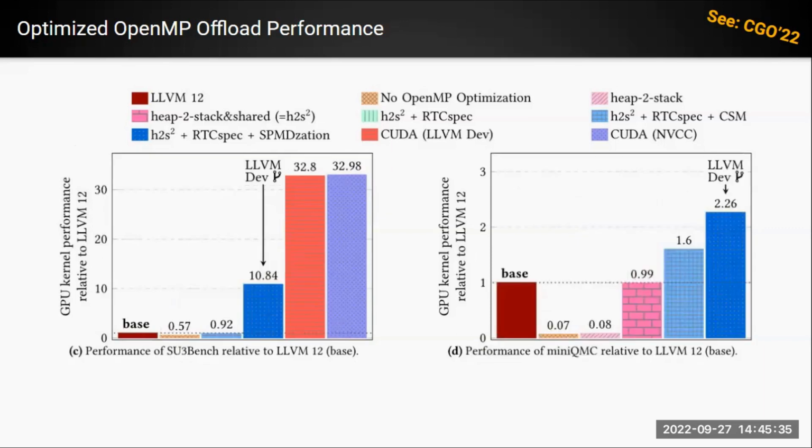We did more of those. SU3Bench, we're still a factor of 3 off the CUDA performance, but we reduced it by an order of magnitude. MiniQMC doesn't have a CUDA version, so we just got like a 2x speedup there, which is not bad. Okay, cool.